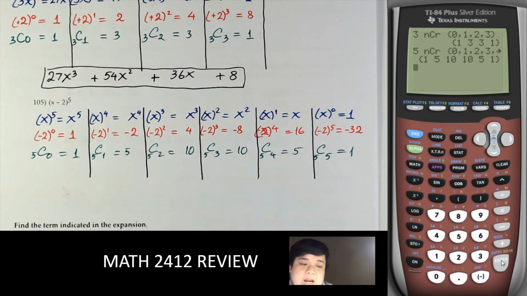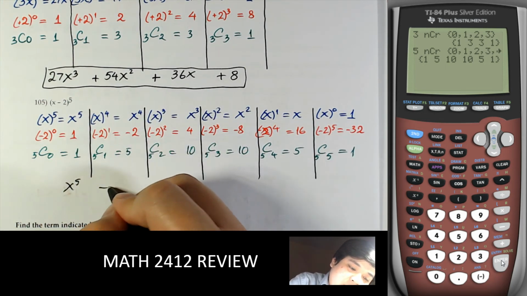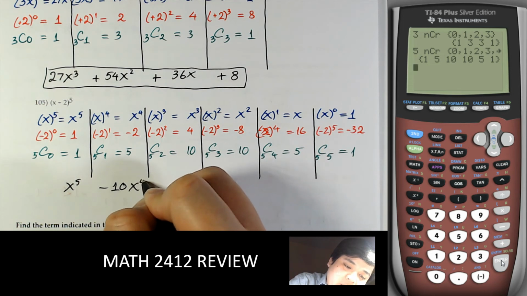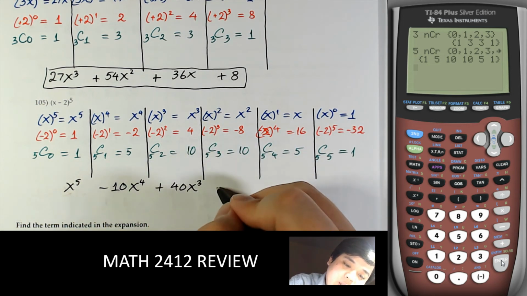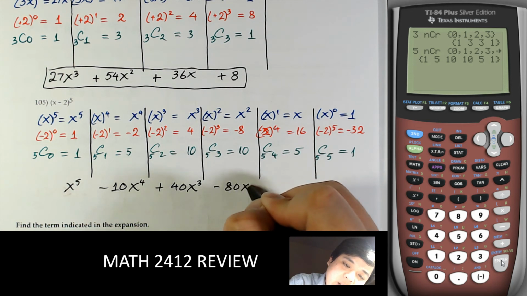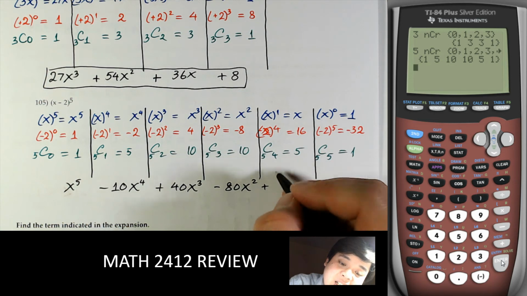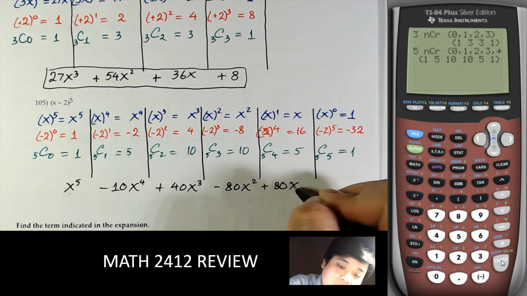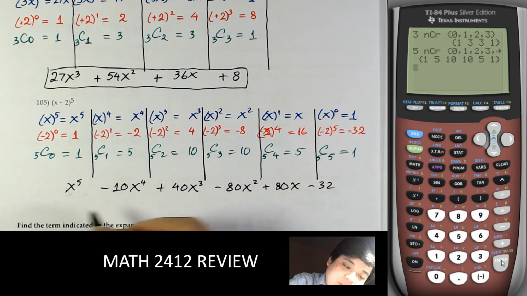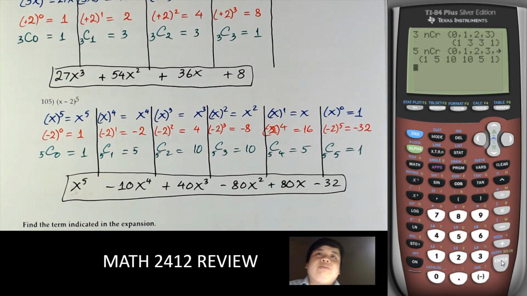And then multiply in columns. x to the fifth minus 10x to the fourth plus 40x cubed minus 80x squared, 5 times 16, that's also 80x, minus 32. So that's simple enough, right?